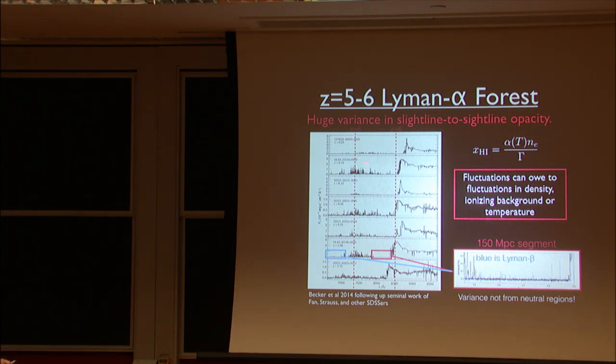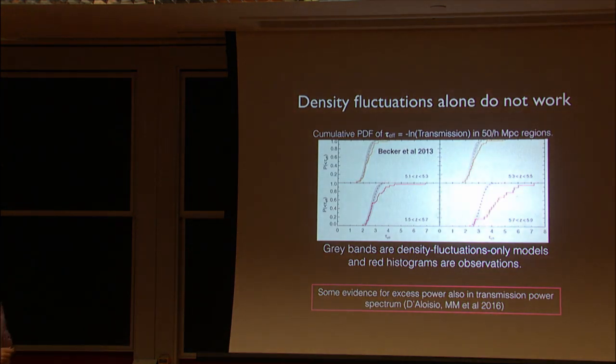But the question is, what is driving these huge opacity fluctuations? We don't see those opacity fluctuations at lower redshift. That statement is hard to see from this plot because Lyman beta is coming in over here, which you would attribute to lower redshift. What can source these large opacity fluctuations?